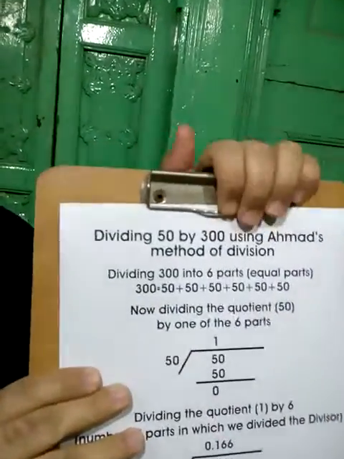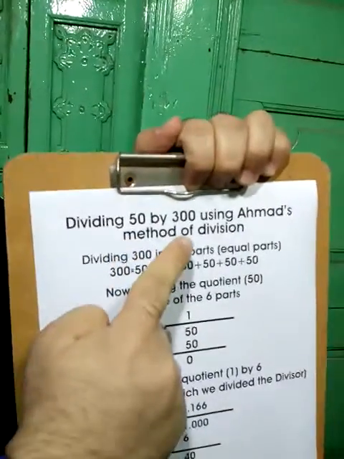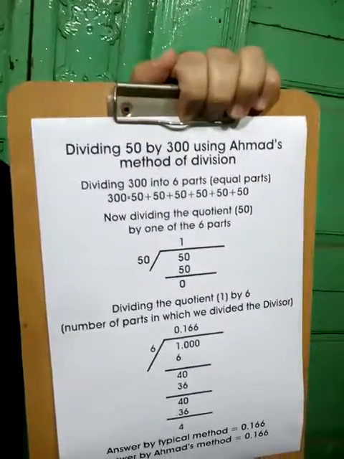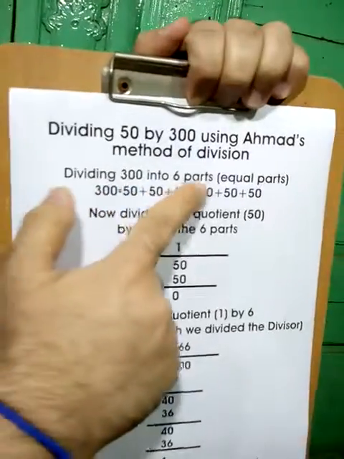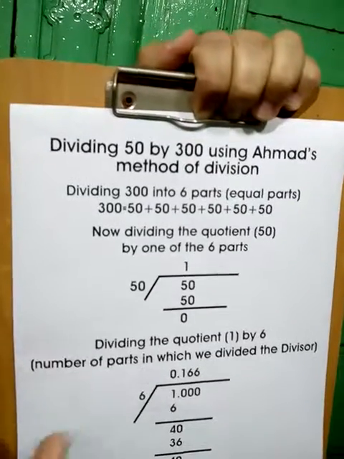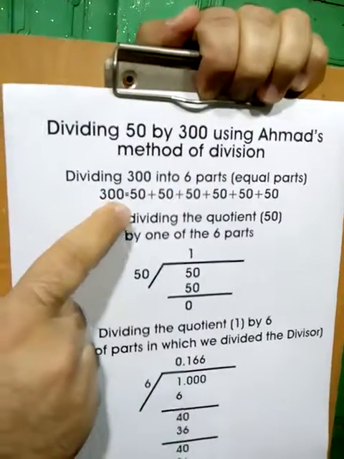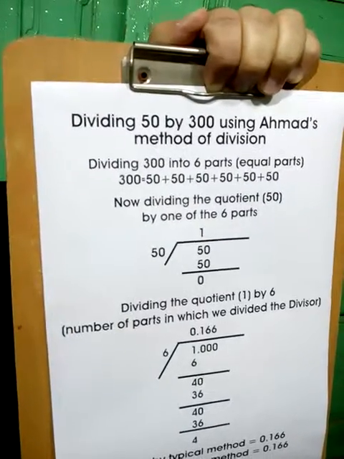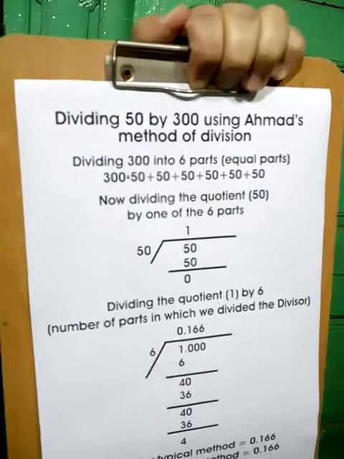The question which I showed you earlier, which we solved by the typical method of division, now I will tell you how it is solved using my method of division, and you will find it very easy. We will divide 50 by 300 using Ahmad's method of division. So dividing 300 into 6 parts. You can divide it into any number of parts. 300 is equal to 50 plus 50 plus 50 plus 50 plus 50 plus 50. So 300 is divided into 6 equal parts.